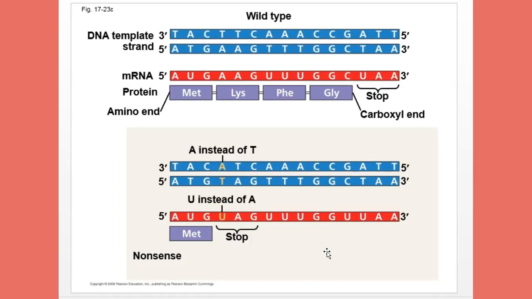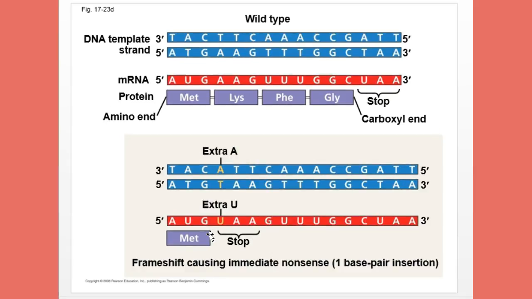This is a nonsense mutation. Nonsense mutations are point mutations that change the codon for an amino acid into a stop codon. So wherever that nonsense mutation occurs, it changes the sequence of amino acids into a stop codon, and so that stops your DNA from being transcribed or translated any further. It will not be translated into amino acids because it reads it as a stop and thinks it's the end. Alright? Your frameshift mutation.